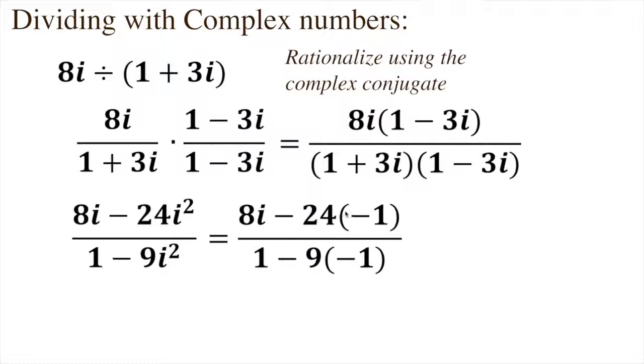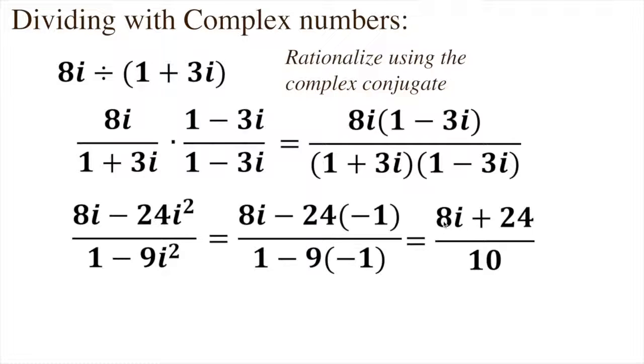Okay, so we've got negative 24 times negative 1 gives me a positive 24. Negative 9 times negative 1 gives me a positive 9. So this gives me 8i plus 24, and here it gives me 10. Okay, 1 plus 9 gives me 10.